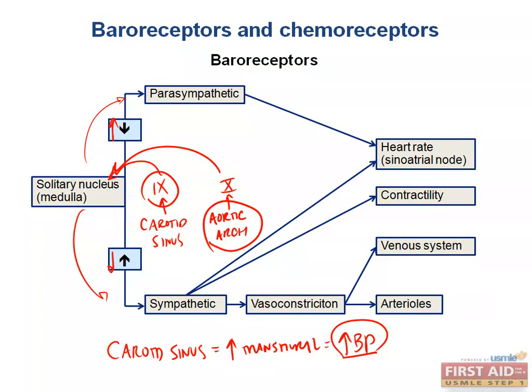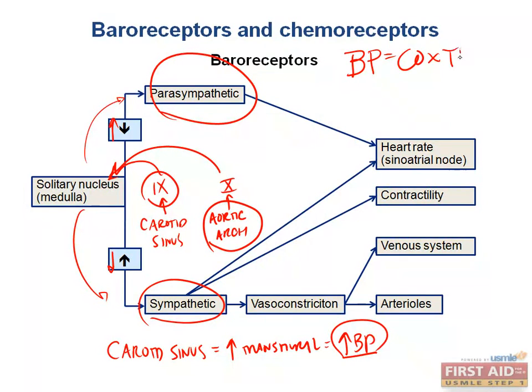Well, we'll probably activate the parasympathetic nervous system and also downregulate our sympathetic outflow, because we need to decrease our blood pressure by changing the cardiac output or changing the systemic vascular resistance. Remember, blood pressure is cardiac output times the total peripheral resistance. So we need to modulate one of these two, or both.